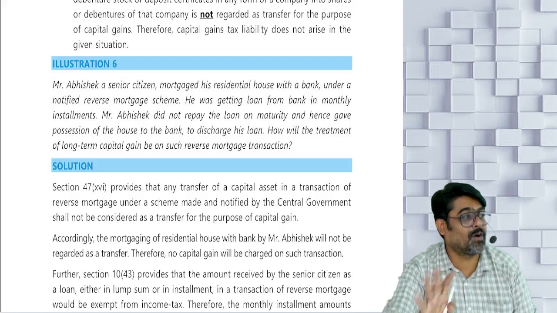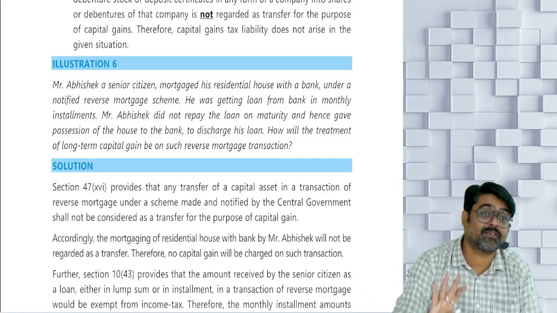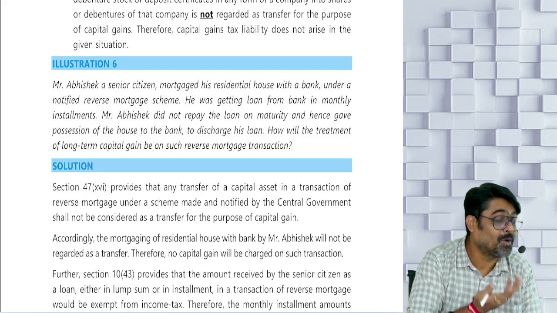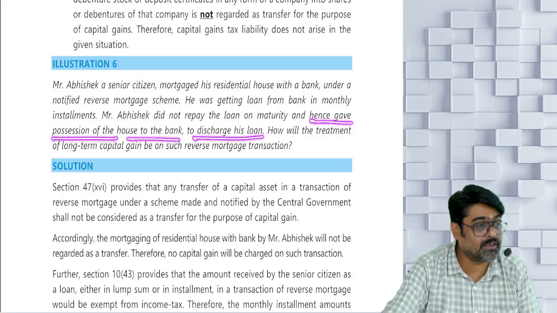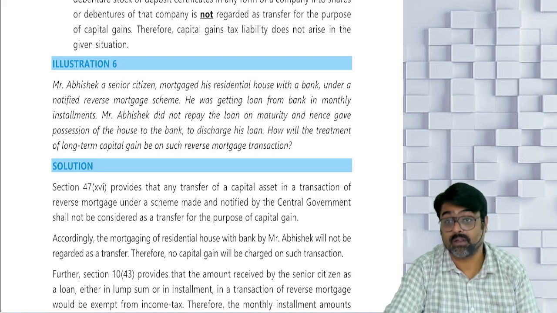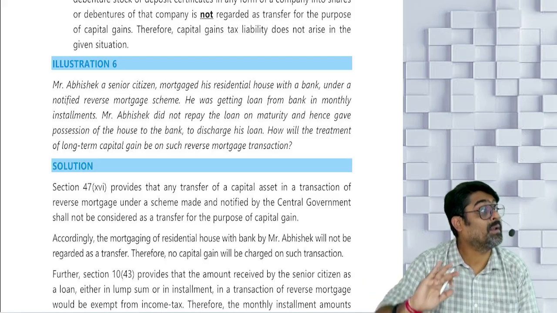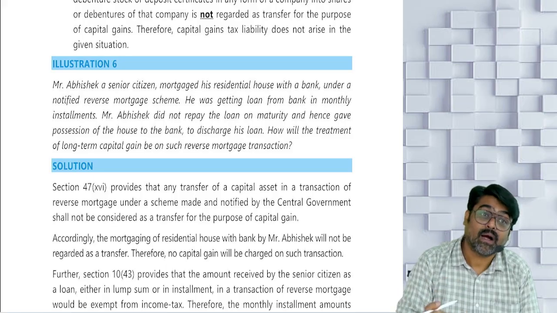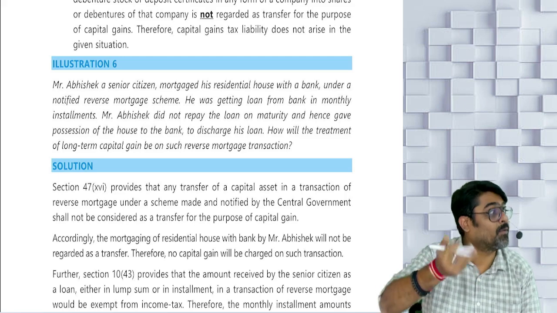20 years. So 20 years have gone. We had given you 20 years time. Maturity has come, you have not died, and the loan is also not paid, and hence he gave the possession of the house to the bank to discharge his loan. So now the bank will sell the property in the name of this senior citizen. So the property is being sold on maturity, meaning after 20 years. Will this transfer be an exempt transfer? Is the transfer happening under the reverse mortgage scheme within 20 years or on maturity? After 20 years. Yes or no?